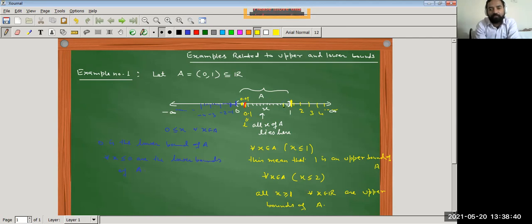Can we say 0.9 is an upper bound of this set? No, because there exists a number 0.91 which lies in set A. So 0.9 is not an upper bound, so we have to find at least one number of that set that is greater than the upper bound. If there exists such a number, then we can say the given number is not an upper bound or lower bound.